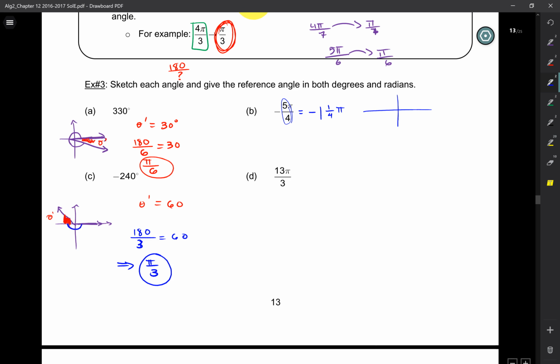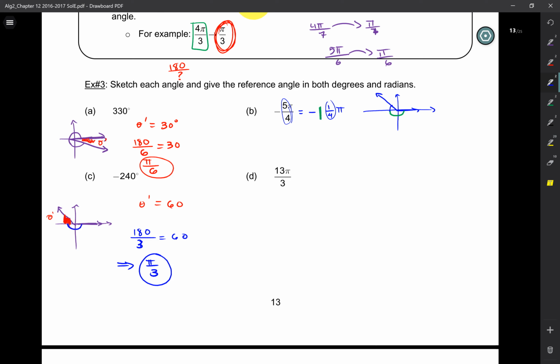Okay. So here, we're going to go in the negative direction. 1 pi. This is how we draw them. We put them in mixed numbers first. It's the easiest way to do it. Okay? So, we're going to do negative 1 pi. That gives me that much of an angle. Then I'm going to go another quarter of a pi, which is right there. So that's where it lands. Okay? If you wanted to draw it.